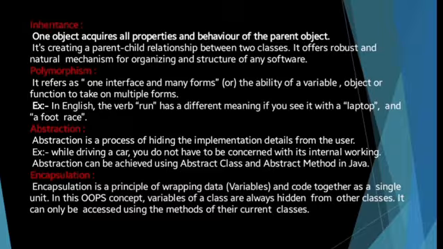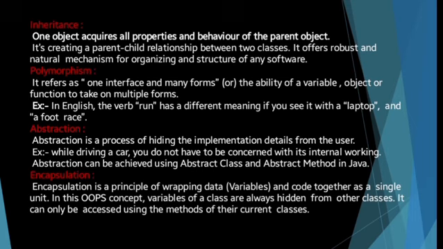Now we can discuss polymorphism. The word polymorphism comes from two Greek words. Poly means many, morph means forms. So polymorphism means one interface, many forms. The same method or action can behave differently depending on the situation.